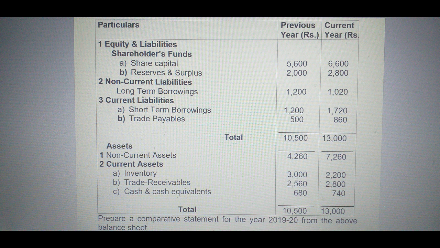So total of previous year liability is 10,500 and total of current year liability is 13,000. Assets. First is non-current assets 4,260 for previous year, 7,260 for current year. Next is current assets. Under this, A. Inventory 3,000 for previous year, 2,200 for current year. B. Trade receivables 2,560 for previous year, 2,800 for current year. C. Cash and cash equivalents 680 for previous year, 740 for current year. Prepare a comparative statement for the year 2019-20 from the above balance sheet.